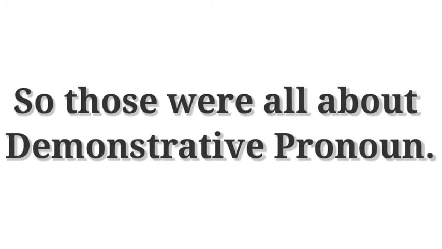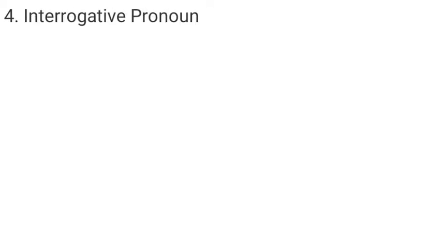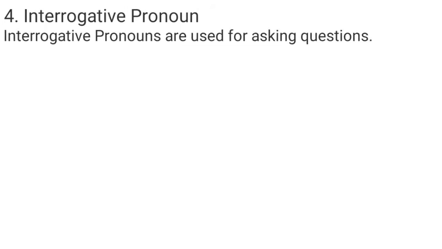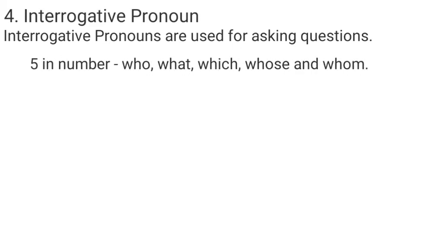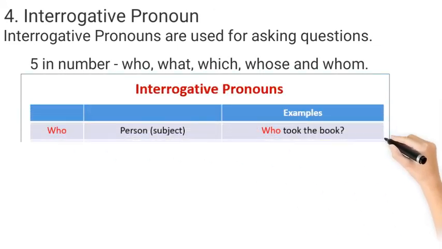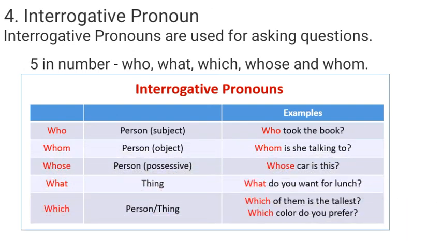So now let's come to our next kind, and that is interrogative pronoun, one of the simplest pronouns ever. Interrogative pronouns are used for asking questions, and altogether they are 5 in number, and they are who, what, which, whose, and whom. Now let me help you understand with the help of some examples. The interrogative pronoun who refers to a person as a subject in a sentence. For example, who took the book? And the next interrogative pronoun whom refers to the person as the object in a sentence. For example, whom is she talking to?